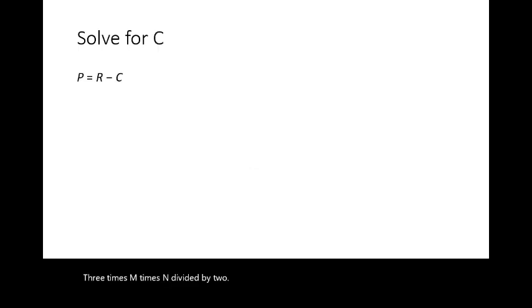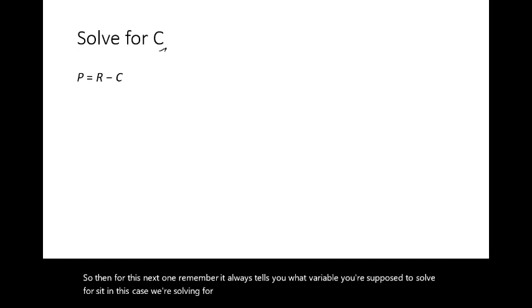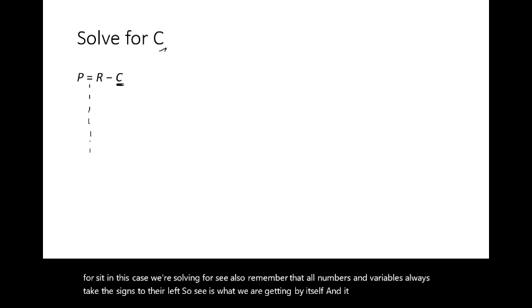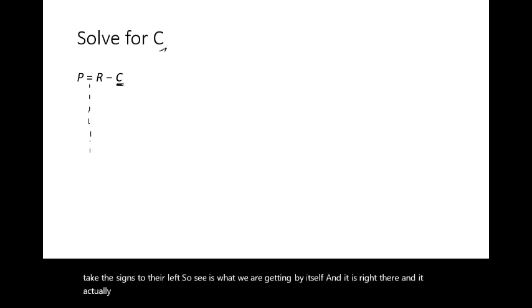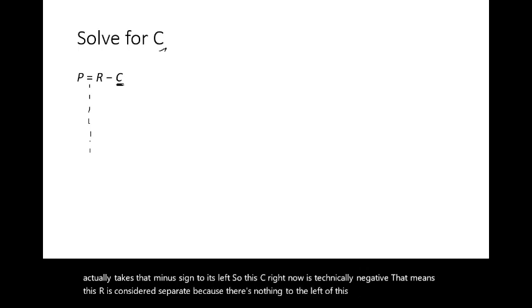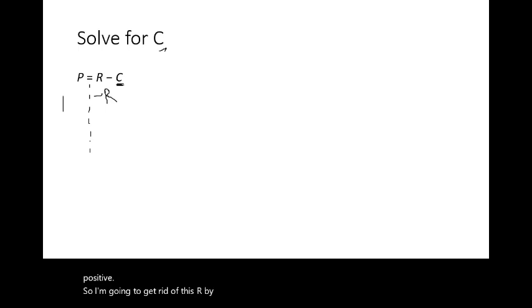So then for this next one, remember, it always tells you what variable you're supposed to solve for. In this case, we are solving for c. Also remember that all numbers and variables always take the signs to their left. So c is what we are getting by itself, and it actually takes that minus sign to its left. So this c right now is technically negative. That means this r is considered separate, and because there's nothing to the left of this r, it is considered positive. So I'm going to get rid of this r by subtracting r from both sides.